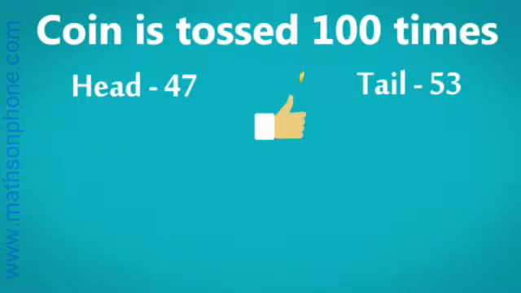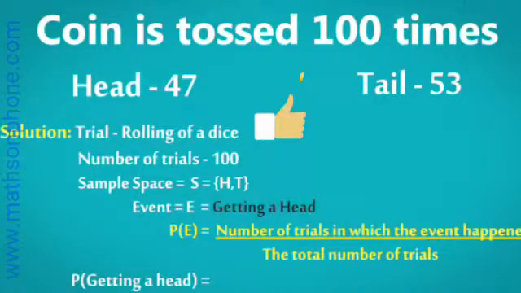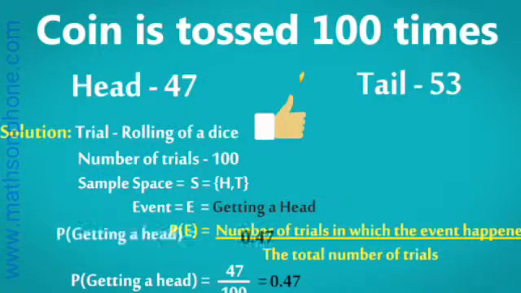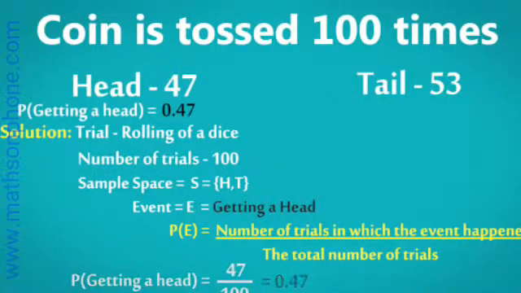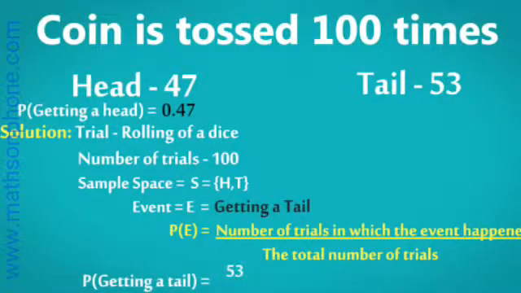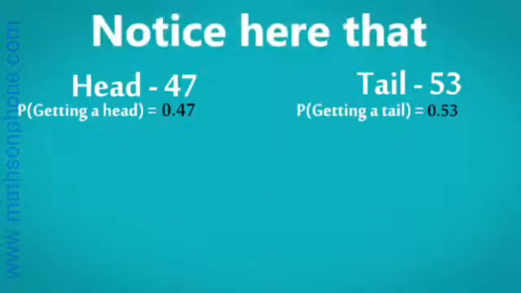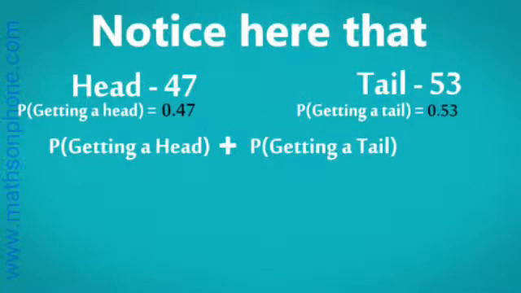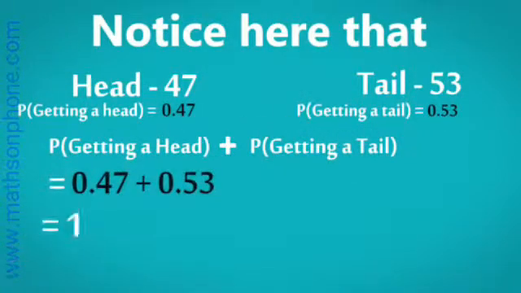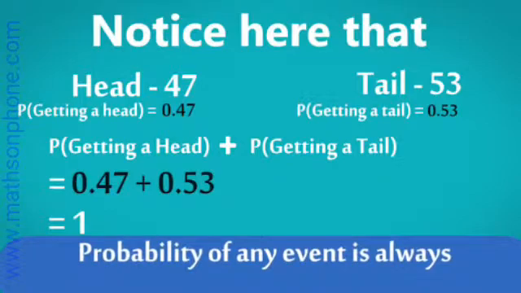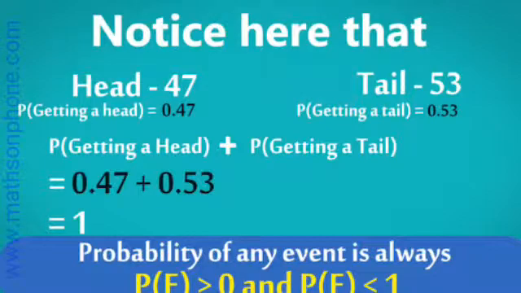Here, the probability of getting a head is 47 upon 100, and the probability of getting a tail is 53 upon 100. Notice here that the probability of getting a head plus the probability of getting a tail when added together gives us 1. Also, the probability of any event is always greater than or equal to 0 and less than or equal to 1.